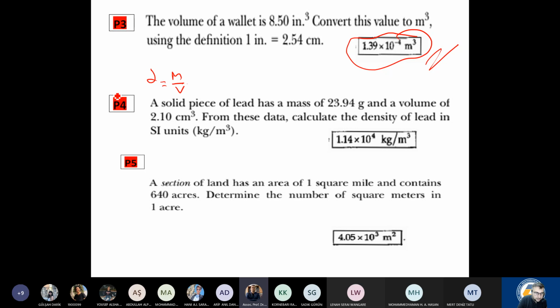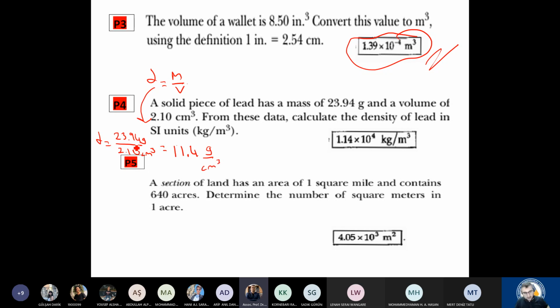So the mass is given. What is the mass? So density is 23.94 gram over 2.10 centimeter cube. When you divide it, you can find your answer in gram over centimeter cube. So the answer is 11.4 gram over centimeter cube.